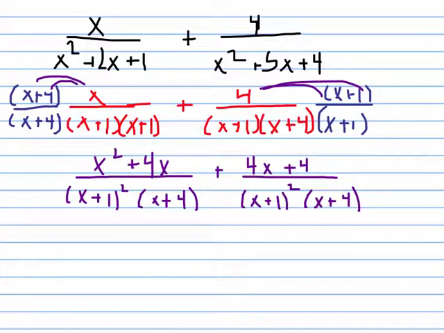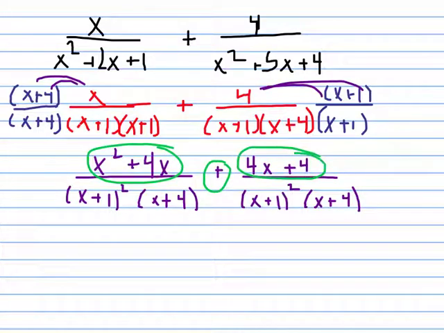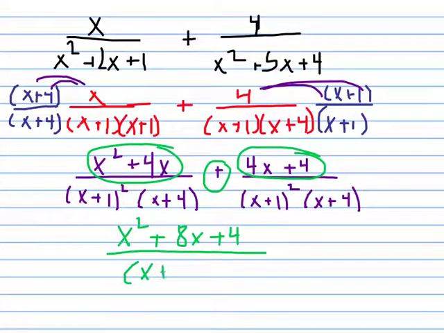Okay, we're just going to go through now and combine like terms and perform the operation. So I'm adding. I'm going to add the numerators together and keep the denominators the same. Just think of it if I had 1/2 plus 3/2. You don't go 4/4, you go 4/2. It's like a unit, the denominator is in this case. So I have x squared, and then I have 4x plus 4x is 8x plus 4, all over x plus 1 squared times x plus 4.